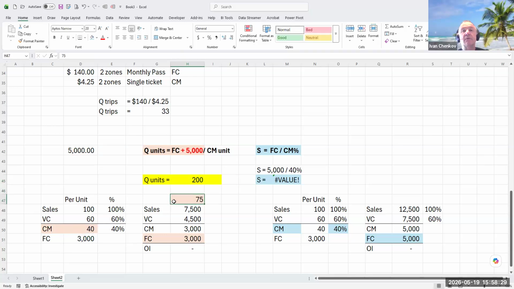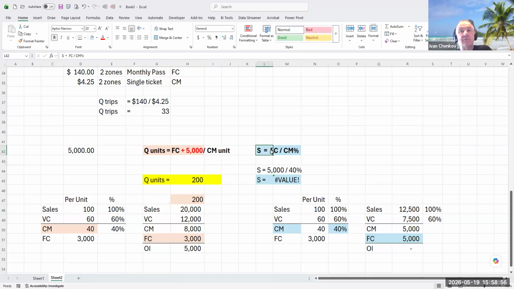So I need to sell 200 units. If I sell 200 units, then my operating income is going to be 5,000. Let's see if that's going to be correct. If I put here 200, am I going to get 5,000? Well, magically I'm getting it. So if you want to achieve some operating income, what we have to do is to add that income to the fixed cost.